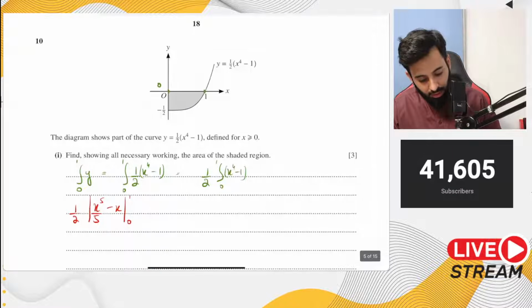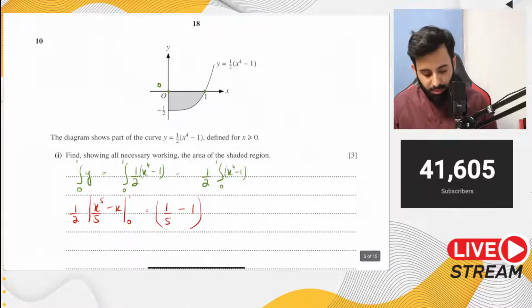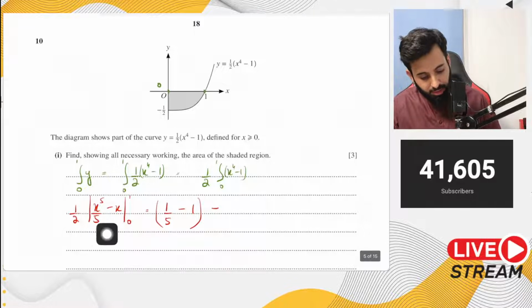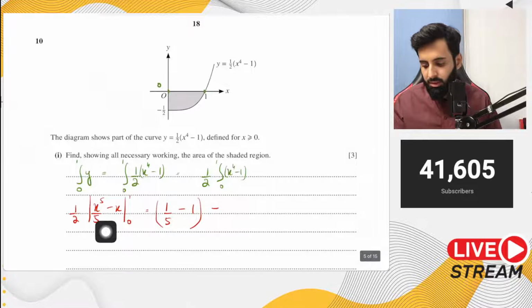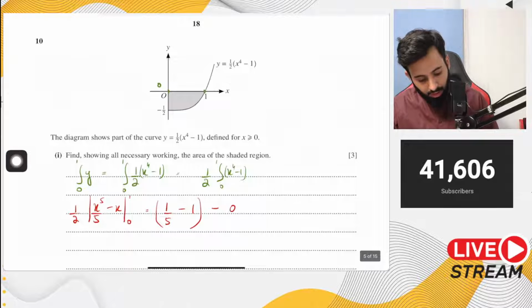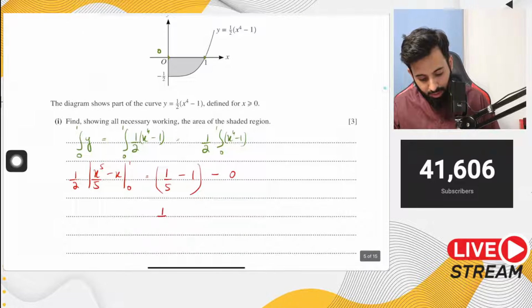Okay, so now let's plug in the limits. In x power 5, if you plug in 1, that's 1 upon 5, minus 1. So here you can see it's the upper limit plugged in. If you plug in the lower limit, which is 0, then 0 power 5 divided by 5 will be 0. 0 minus 0 will also be 0. So that's it. Everything will just straight away become equal to 0. Okay, so now you're looking at 1 upon 5 minus 1, which is equal to minus 4 upon 5.